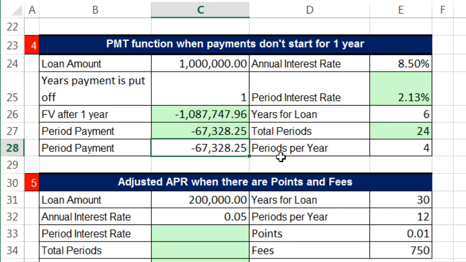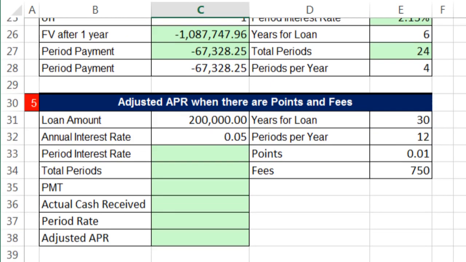$67,328.25. Obviously not for a consumer loan, but borrowing $1 million for a corporation or some business might not be a big deal at all. That's going to be the quarterly payment. All right, we have one last example on this sheet.